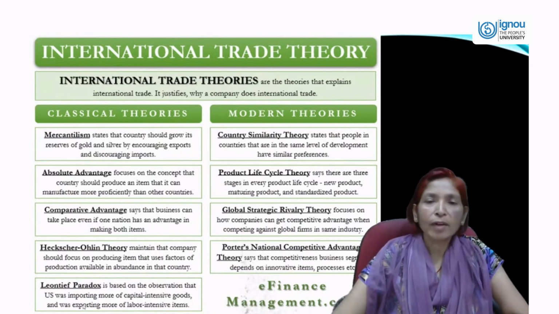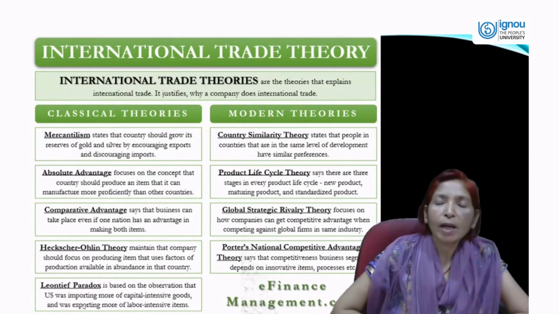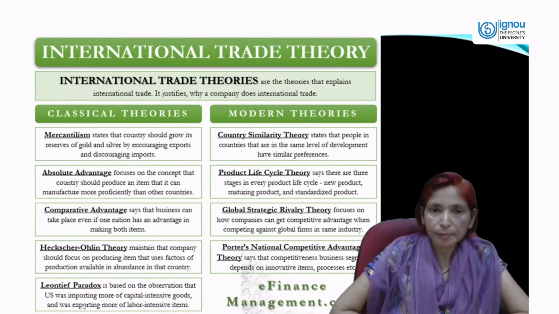In classical theory of international trade, we include mercantilism theory, absolute advantage theory, classic comparative advantage theory, Heckscher-Ohlin theory, and Leontief paradox. And in modern theory, country similarity theory, product life cycle theory, global strategic rivalry theory, and Porter's national competitive advantage theory. So these international trade theories can be broadly classified into two parts. One is classical and other is modern.